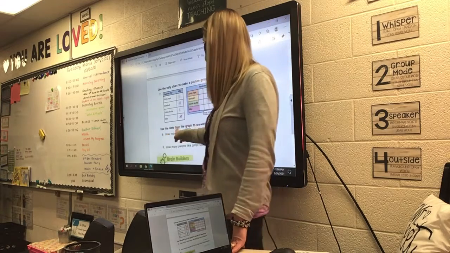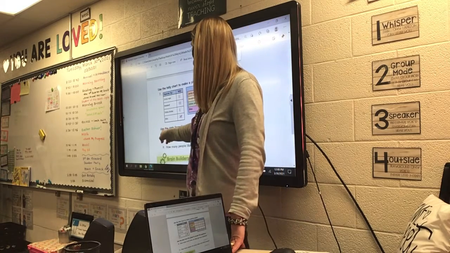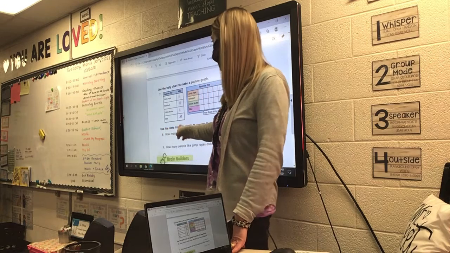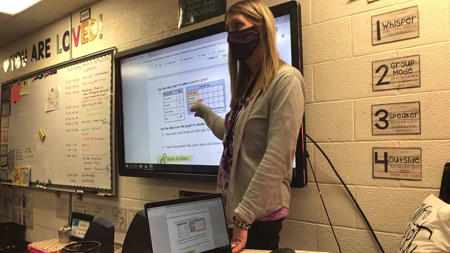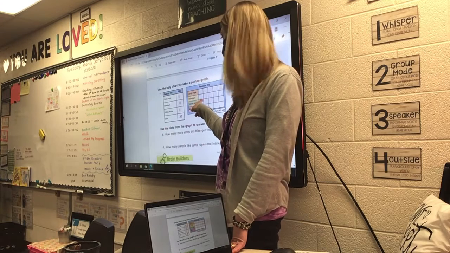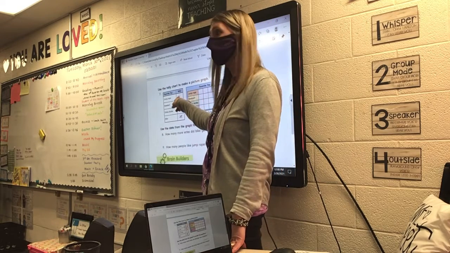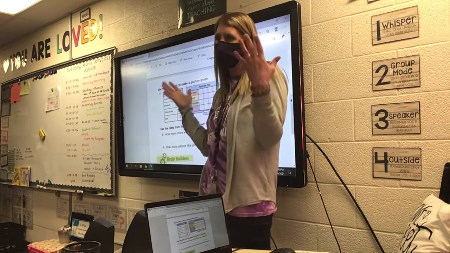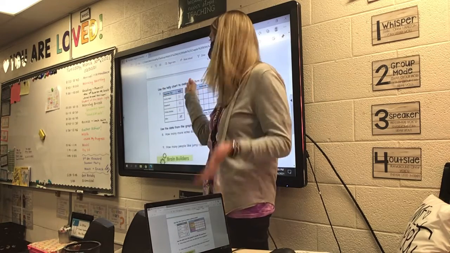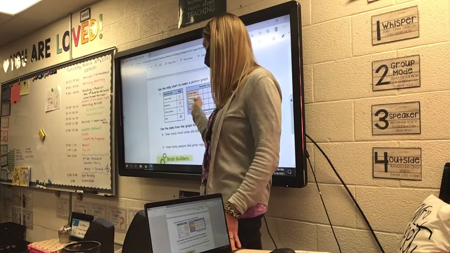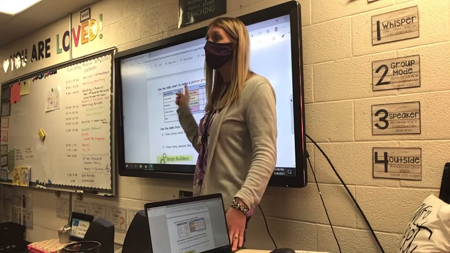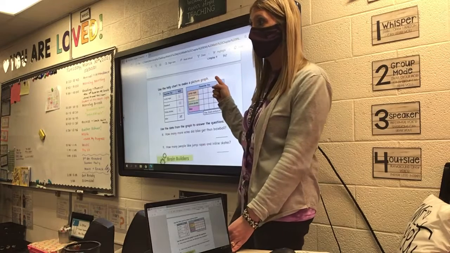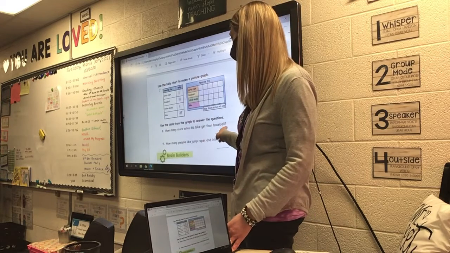You need to listen. What did they do over here? What did they forget to do? Draw the picture. They forgot to draw the pictures. So jump rope has 3 tally marks. So you need to just draw a picture as best you can of a jump rope. So 3 jump ropes, 4 baseballs, 2 skates, and 5 bikes. So they forgot to do that. So you need to put the pictures in. That's the first thing you need to do. Then you need to answer these questions.